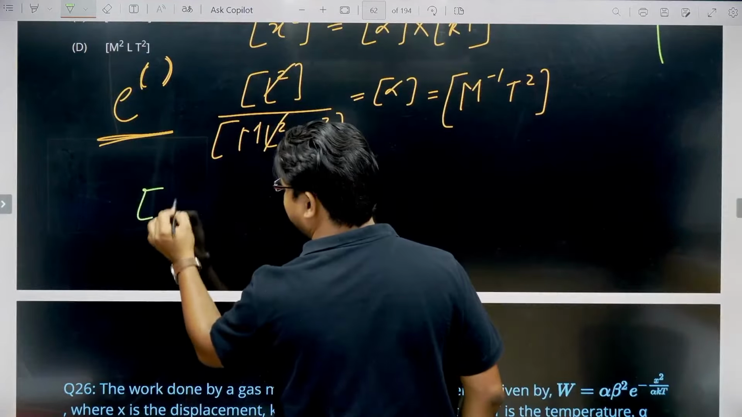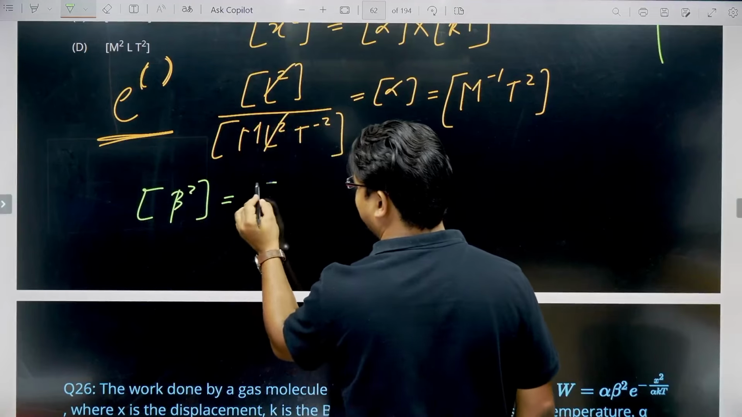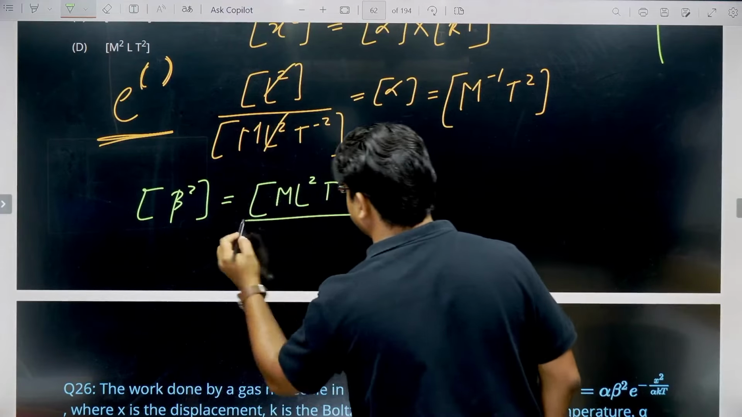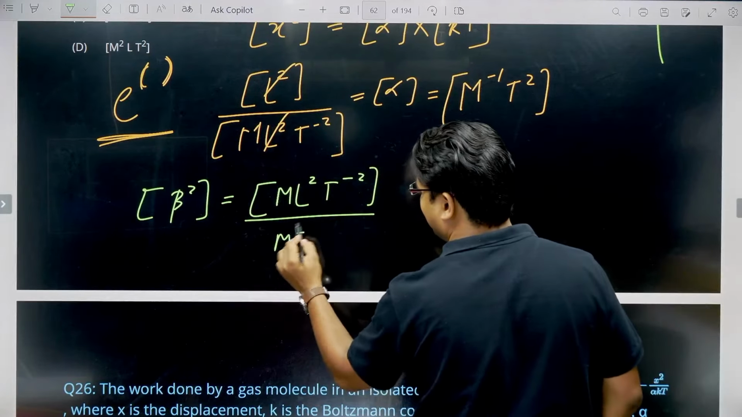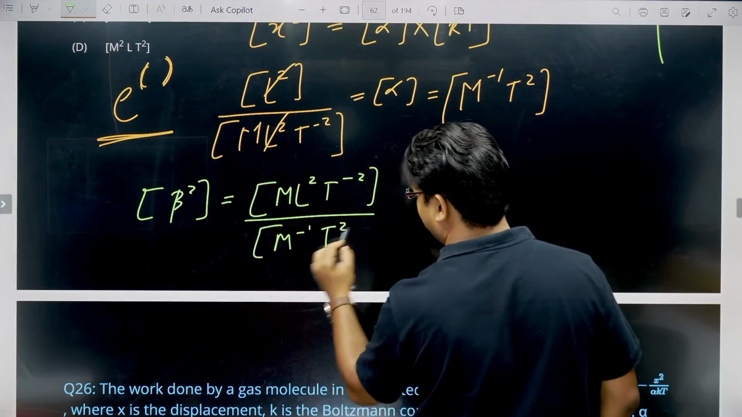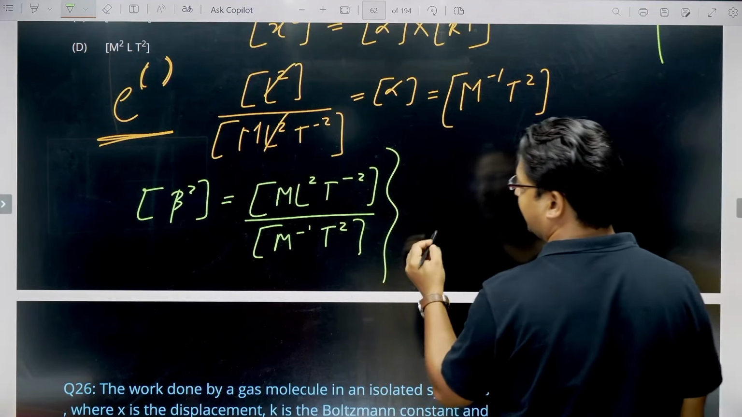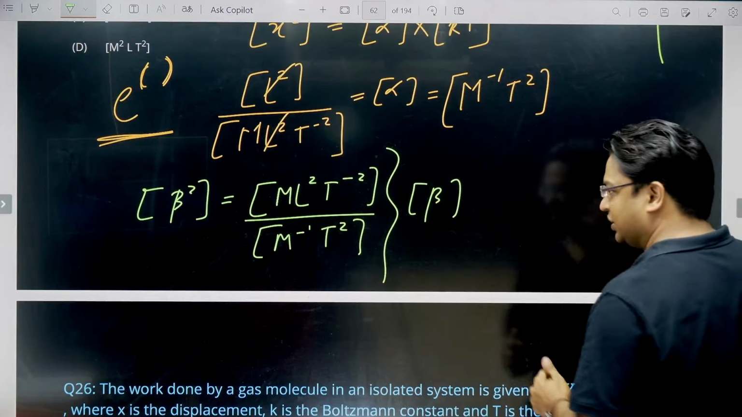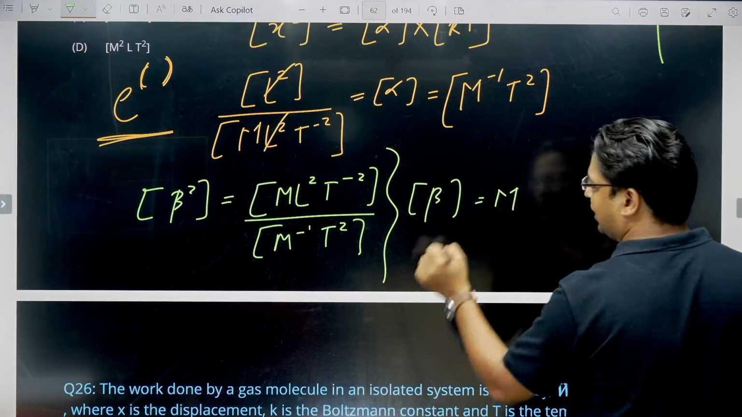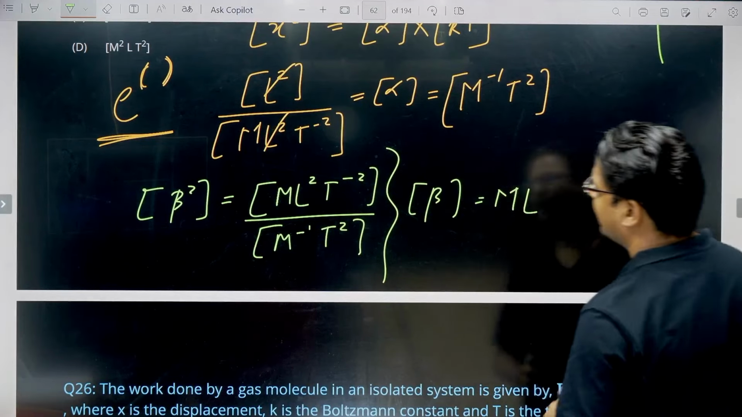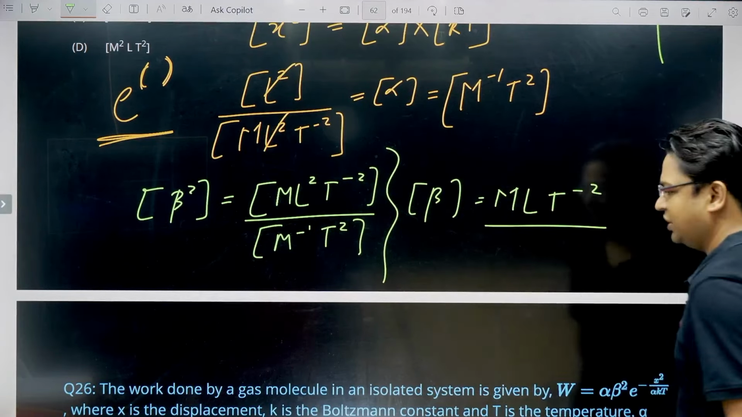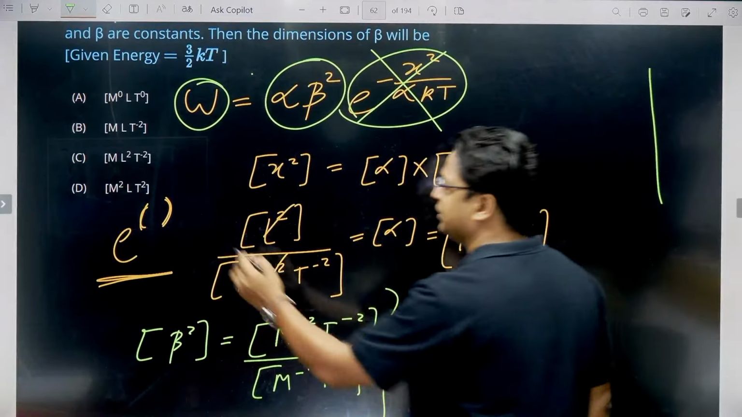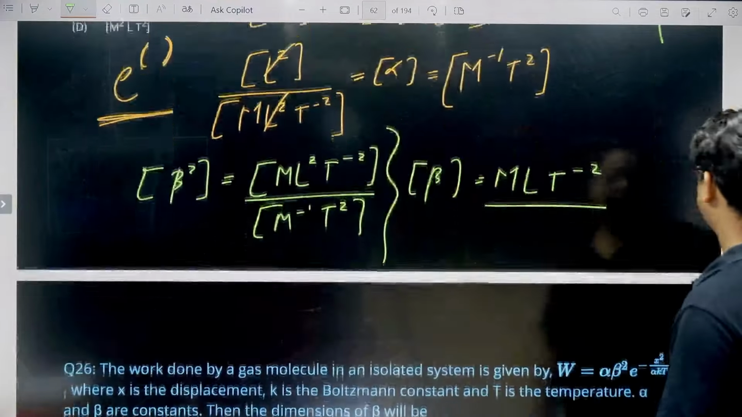So the dimensions of beta square will match with dimensions of energy, which is ML 2 T minus 2, divided by dimensions of alpha, which is M minus 1 and T square. From here, whatever you get, you have to take the square root of that. So the dimensions of beta would be M, L, T minus 2. And if I check the given options, option B seems to be the right one. So in this question, option B is the right one.